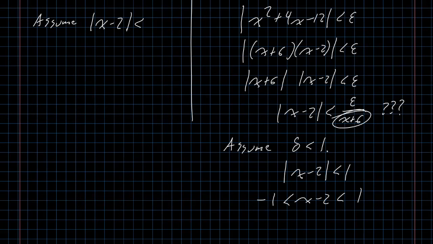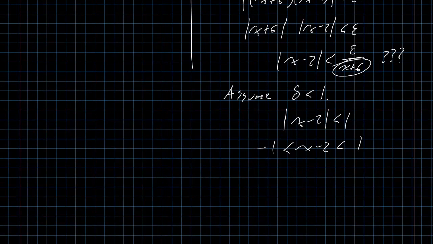I care about what's happening to x plus 6. Right? To get from x minus 2 to x plus 6, I'm going to need to add 8 to all 3 sides of this inequality. And I get that 7 is less than x plus 6 is less than 9. All right.